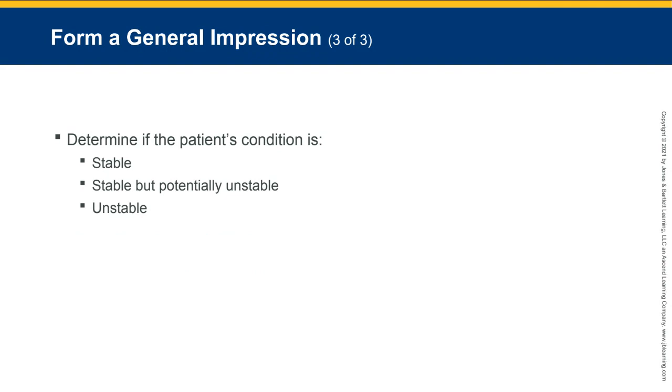So determine if your patient's condition is stable but potentially unstable, or the patient is unstable. So is the patient's ABCs okay? Or is the patient stable now, but whatever the injury is or the illness is, they have the potential to become unstable? Or is the patient just unstable at this time?